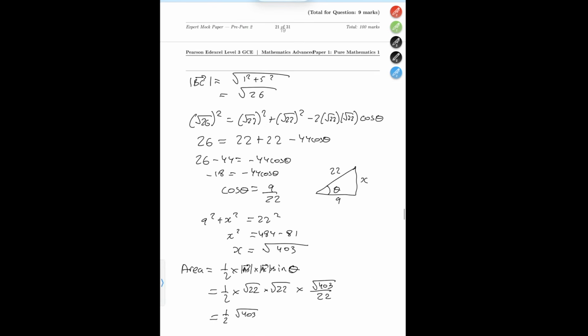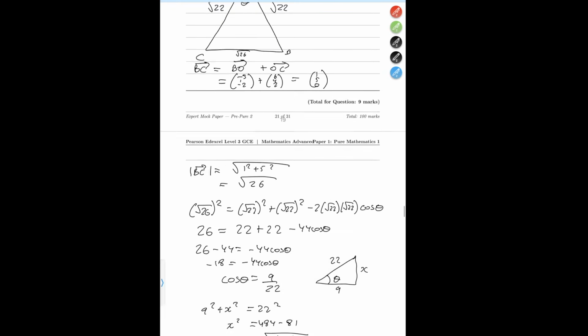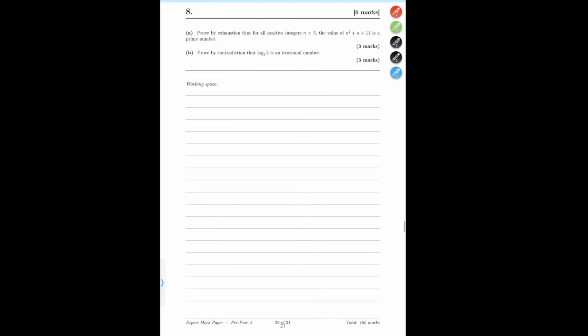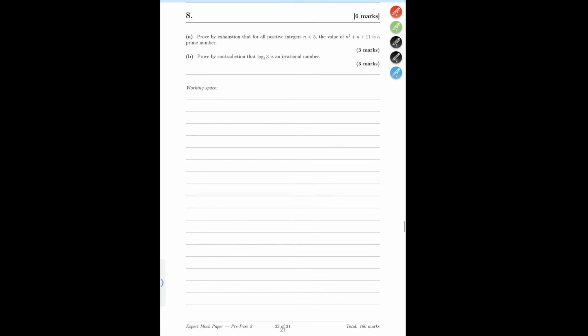So hopefully that made sense, especially the method for part C. And now we can move on to question 8, which is a proof question. So have a go at this one. So you can pause it here and have a go. And let's start now. So prove by exhaustion that for all positive integers n less than 5, the value of n squared plus n plus 11 is a prime number.